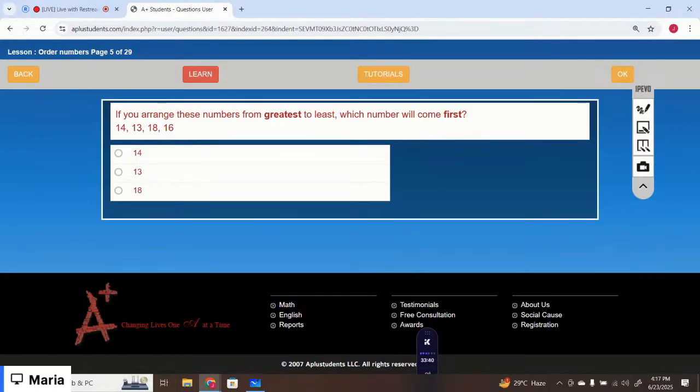If you arrange these numbers from greatest to least, which number comes first? So that is the correct option. Which number will come first? That is 18. Option number three is the correct option.